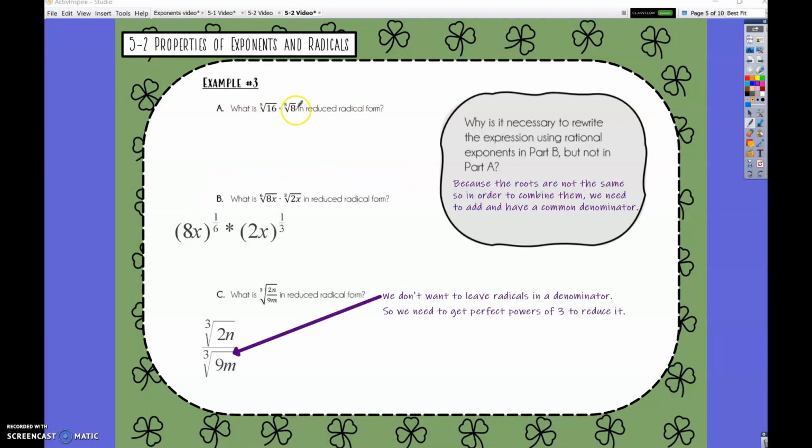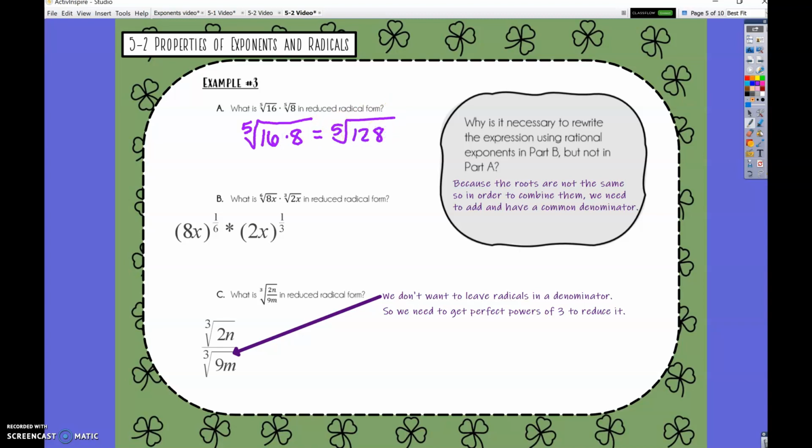Now when I look at this next one, I think it's a little bit interesting. We see they're both to the 5th root. There is no number that multiplies times itself 5 times to get 16 or 8. But remember, we can rewrite it as the 5th root of 16 times 8, and 16 times 8 is 128.